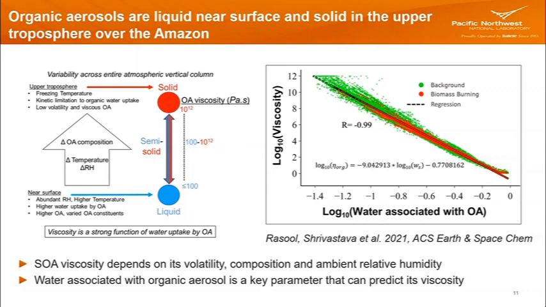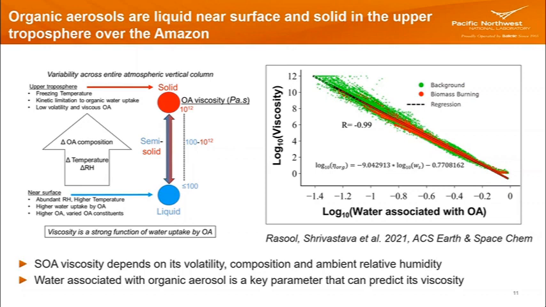So we found that near the surface over the Amazon, humidity is high, 70 to 80%, and temperatures are warm, so the model is predicting that SOA is liquid-like. But if you look in the upper troposphere above 7 or 8 kilometers altitude, then we are predicting SOA is mostly solid because of low relative humidity and very low temperatures.